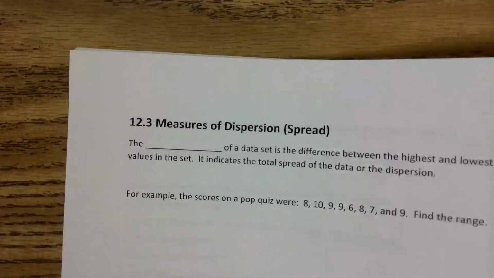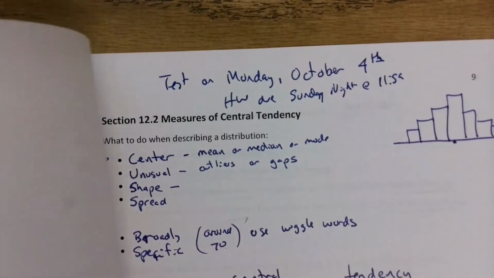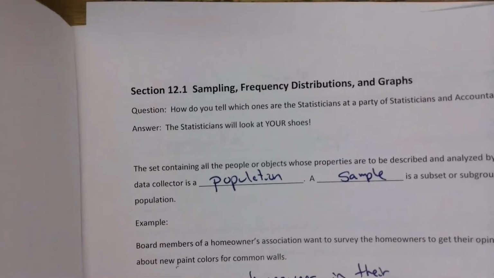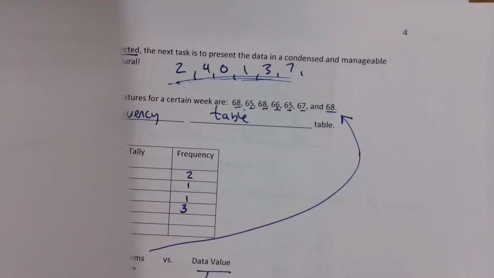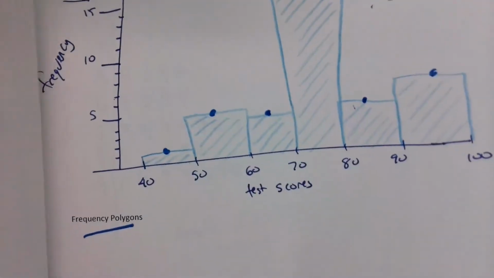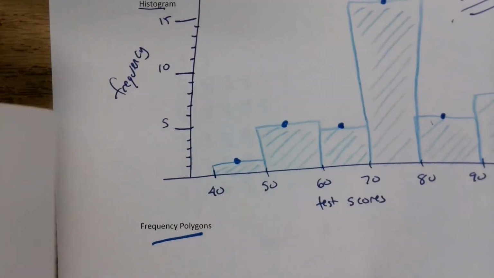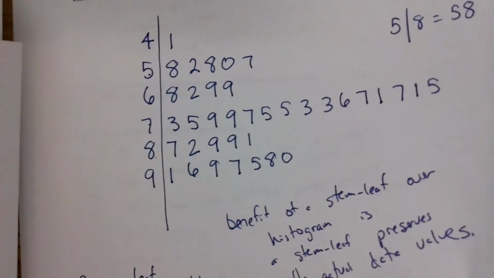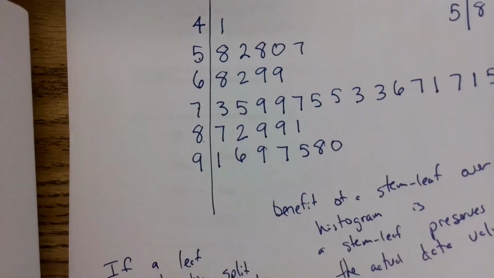So we talked about, what was the first one? How we got our stuff, how we got the data. And then we made a bunch of distributions. We made graphs. We made histograms or frequency graphs. When was this class? December 20th or something like that. We have stem and leaf plots.